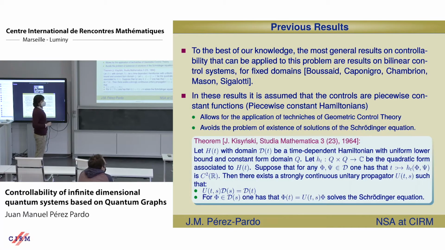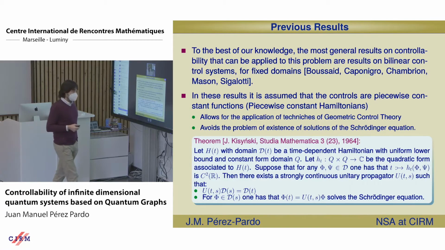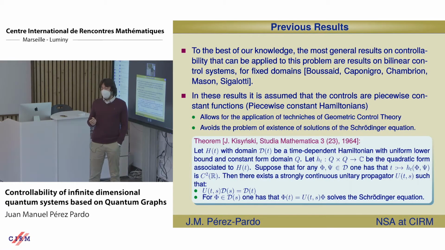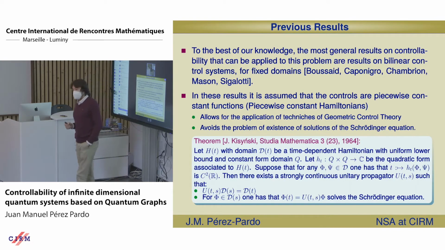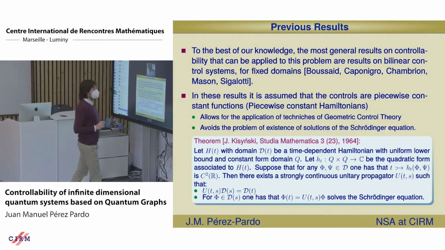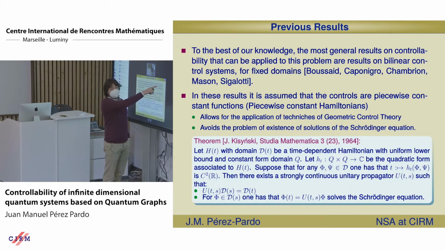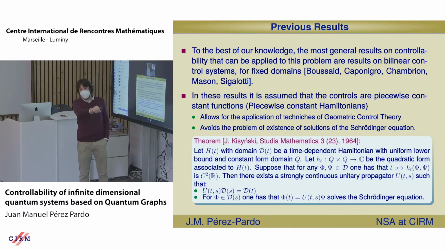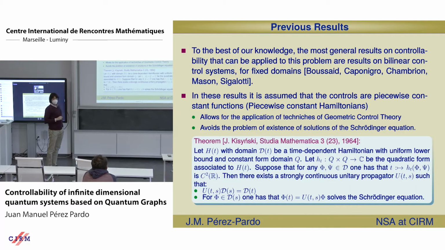If this function is C2, so it's twice differentiable, then there exists a strongly continuous unitary propagator that solves the Schrödinger equation both in the strong and in the weak sense. And in particular, this propagator maps the domain of the operator at time s into the domain of the operator at time t. So it is very important to have this smoothness of the transformation, which will not be there if you consider the piecewise constant Hamiltonians.